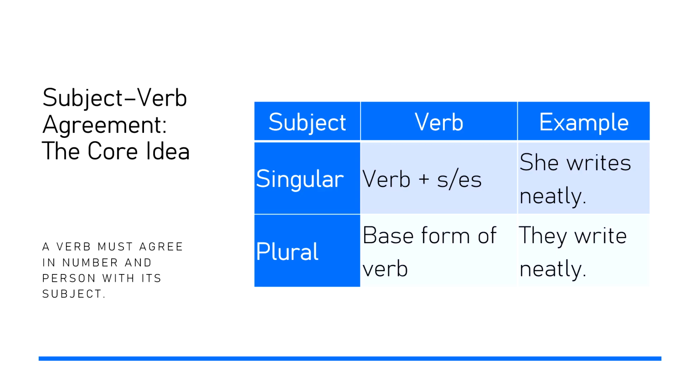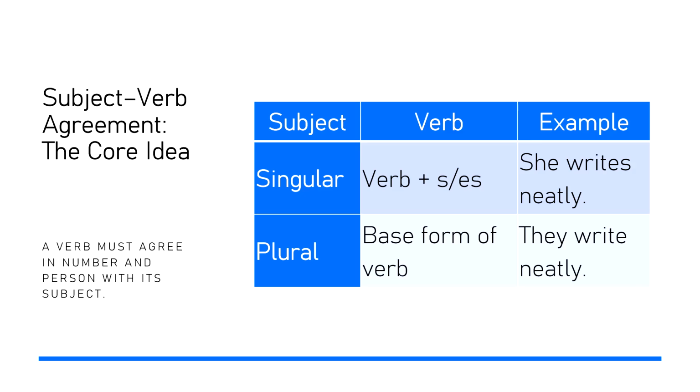Now that we have revised tenses, let's look at something equally important. Subject-verb agreement. This simply means a verb must match the subject in both number and person. In other words, if the subject is singular, the verb must also be singular. If the subject is plural, the verb should also be plural.